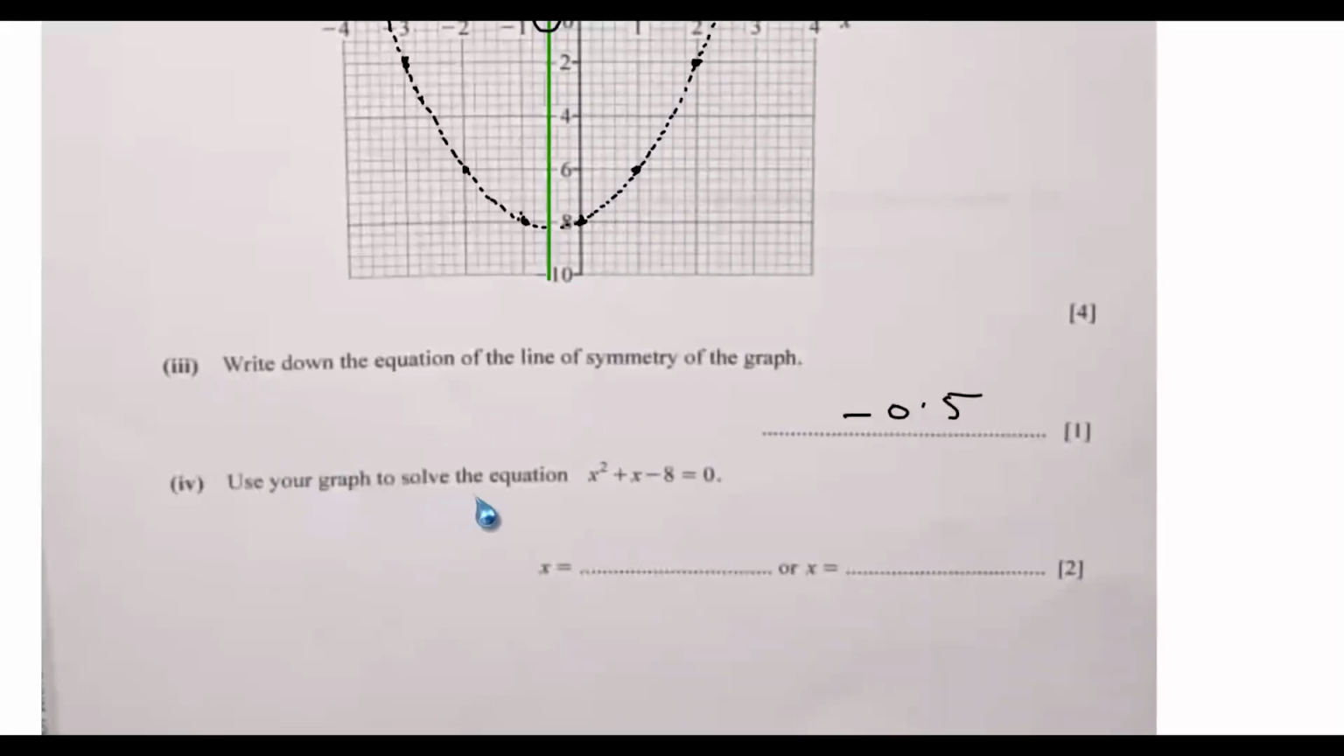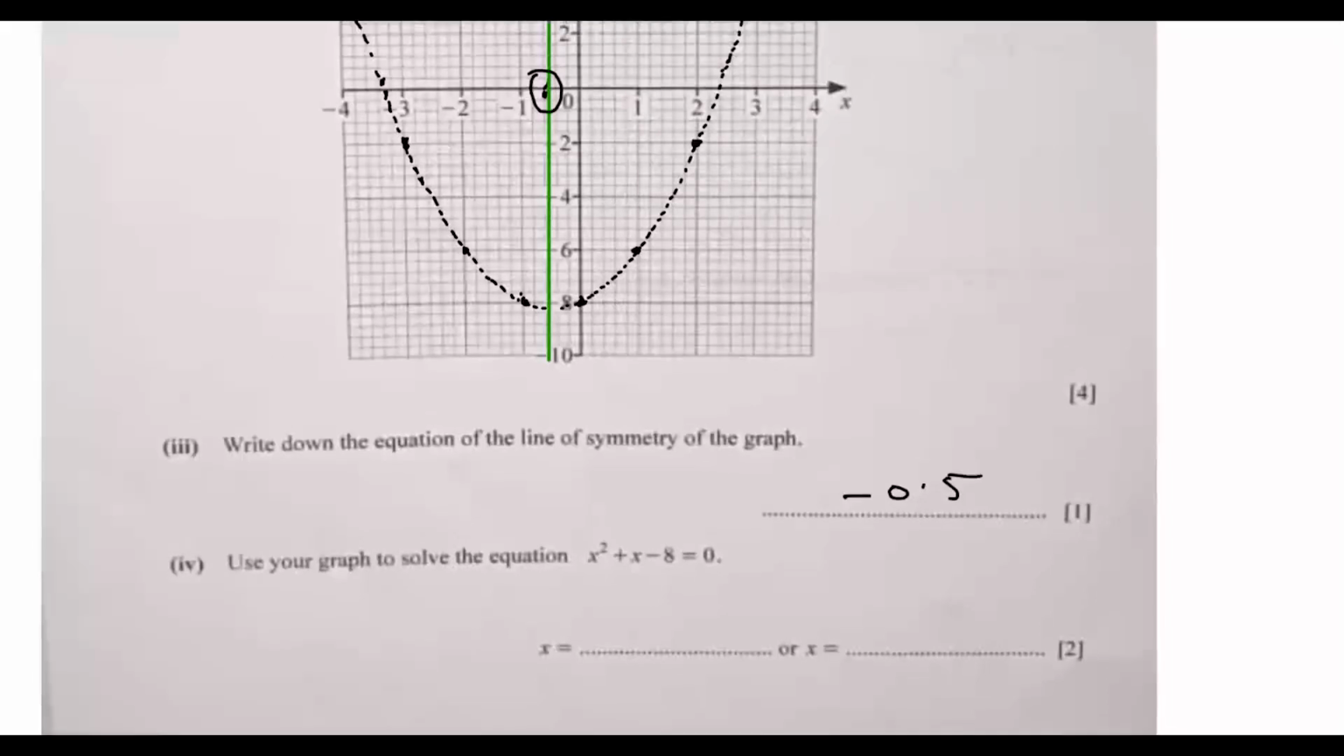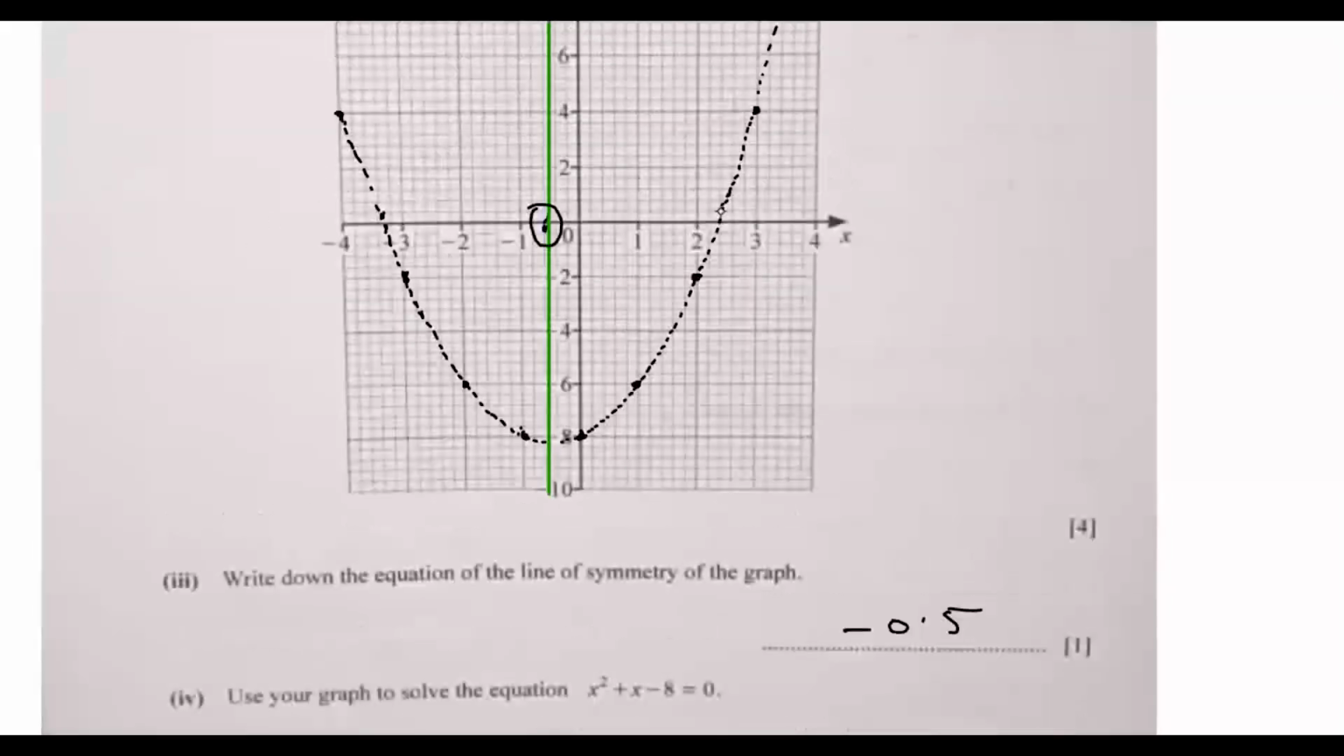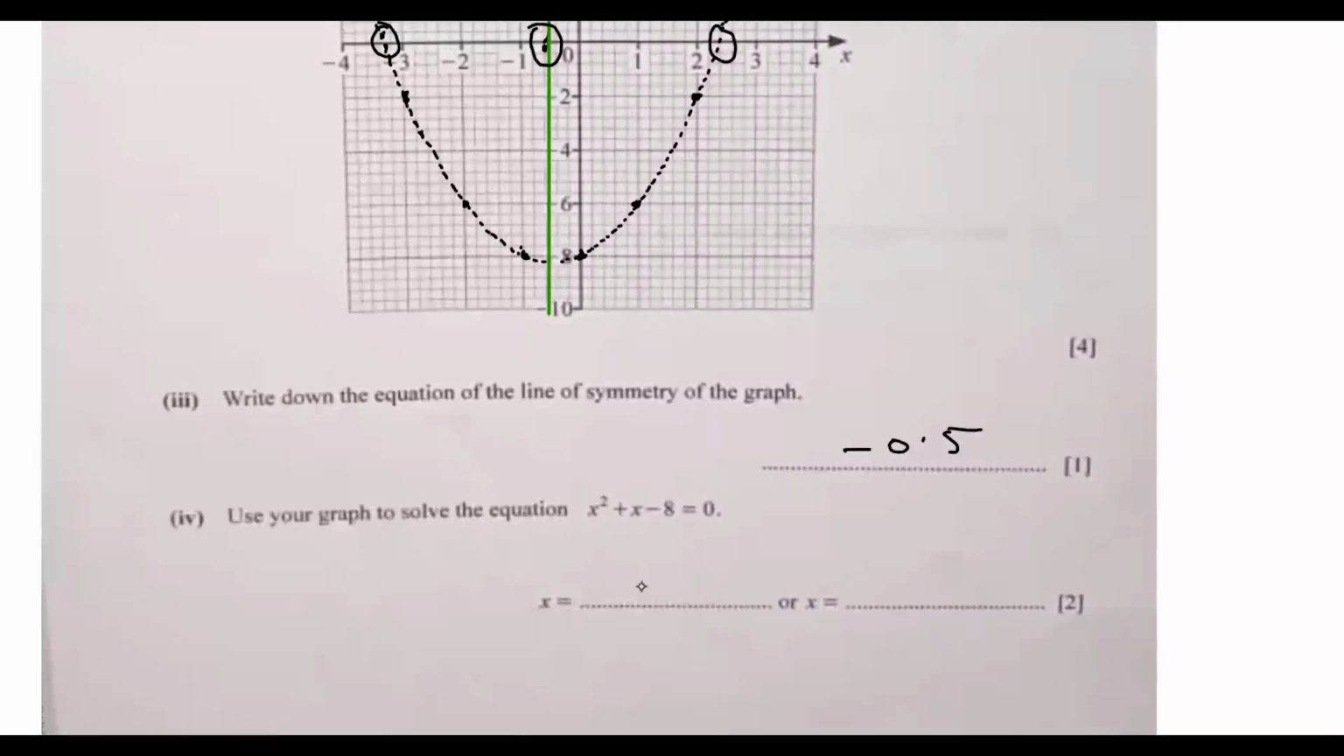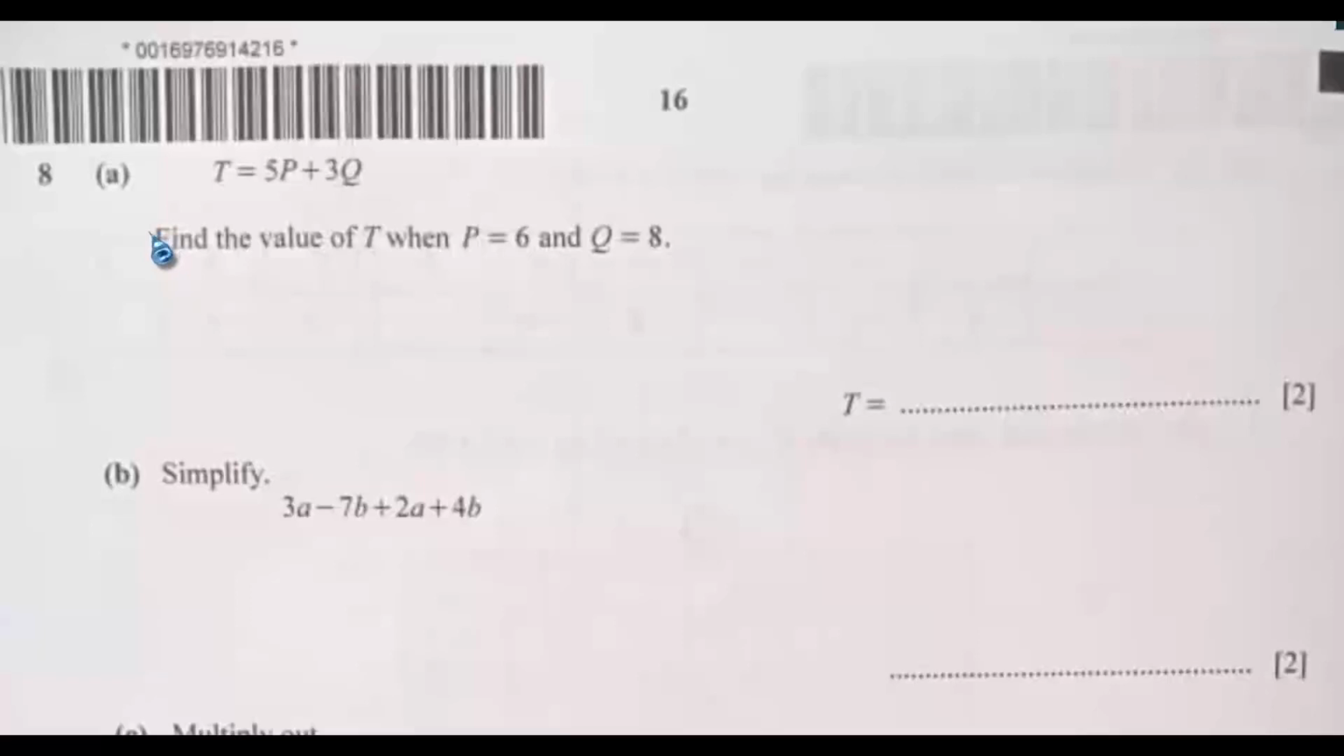Then use the graph to solve the equation x squared plus x minus 8 equals 0. So it is the point where that curve touches the x-axis. It will be this point and this point. It will be 2.25 and minus 3.35. So I have x equals 2.25, which is 2.3, and then minus 3.3. This is question 8.